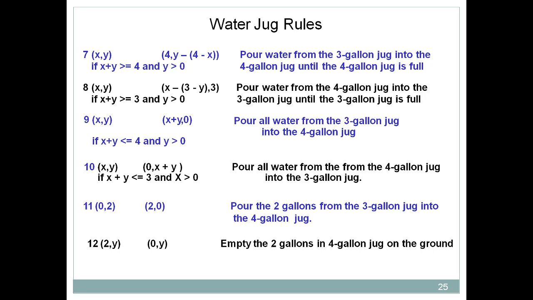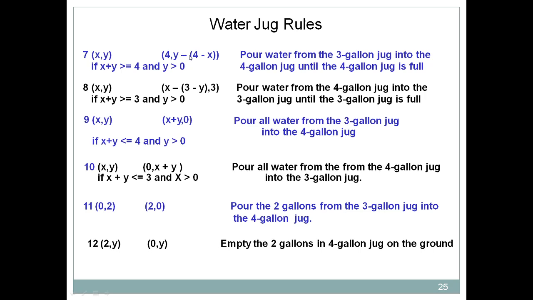So what is the rule? Pour some water from the 3-gallon jug to the 4-gallon jug until the 4-gallon jug is full. I am trying to transfer water from the 3-gallon jug to the 4-gallon jug up to when? Up to when the 4-gallon jug gets full. So how do we specify this? Initially x comma y, and finally 4 comma y minus (4 minus x). How do we derive this? Because we are transferring water from the 3-gallon jug to the 4-gallon jug, the 4-gallon jug is full, so the final value of x is 4. And what is the final value of y?